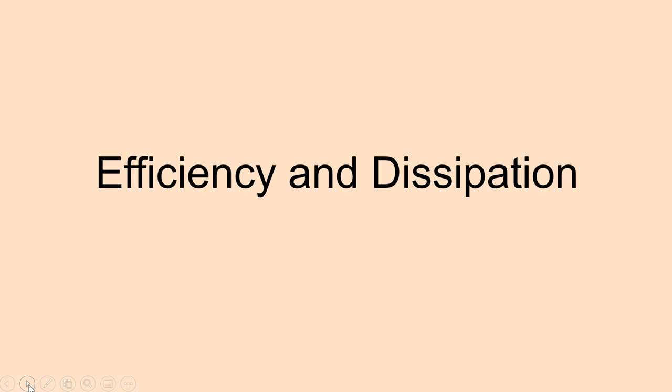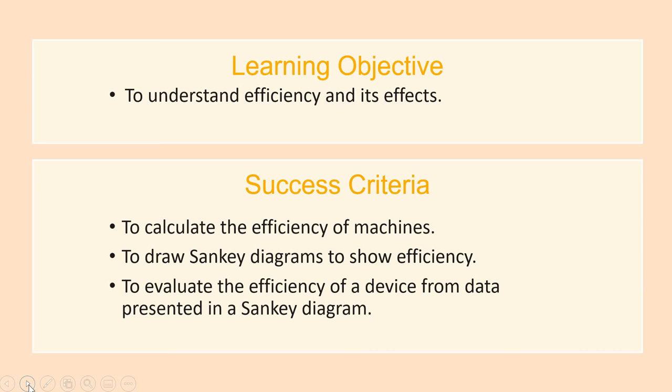The title for today's lesson is Efficiency and Dissipation. Make sure this is at the top of today's work and underlined. Today we will be learning about efficiency and its effects, and you will be calculating the efficiency of some machines and drawing and using something called a Sankey diagram.